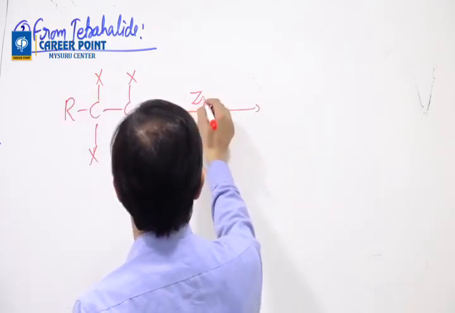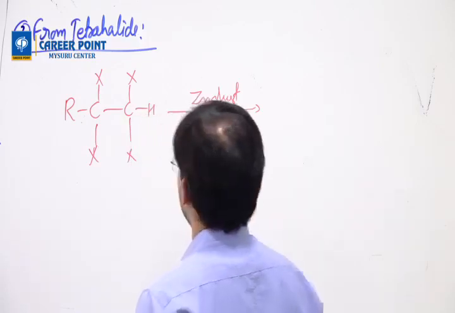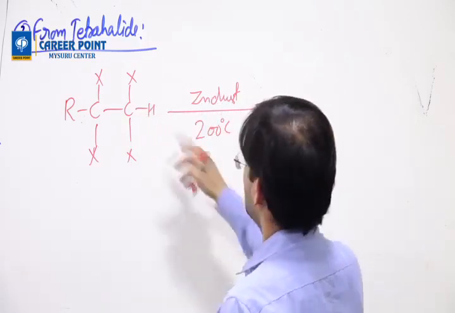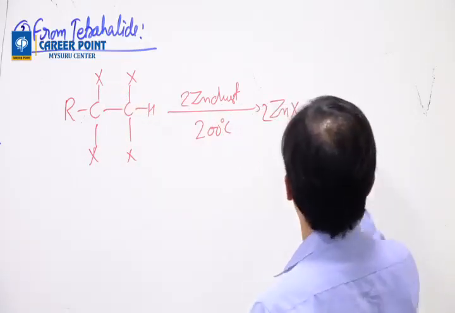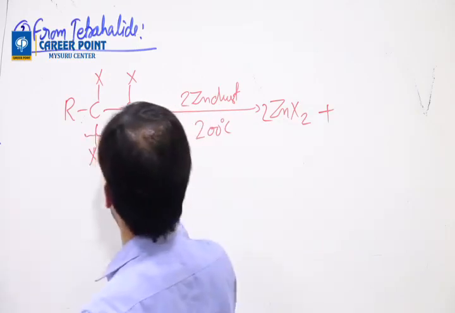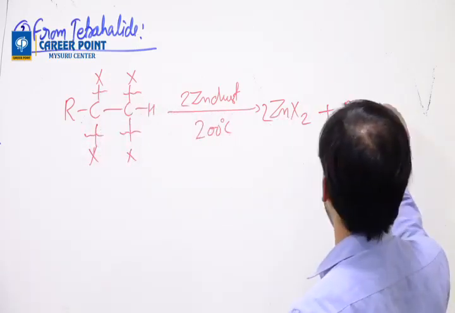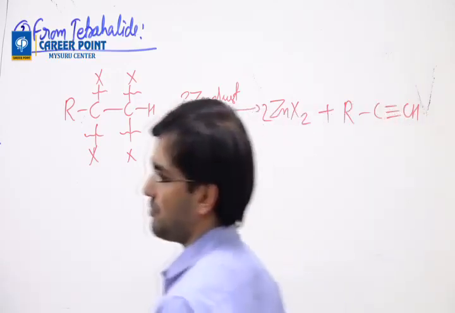This happens with zinc dust at a temperature of 200 degrees Celsius. Now what happens? One of the products is ZnX2. So 2 zinc you require. I'm going to cut from here, cut from there, cut from here, cut from there. So 2 valencies are created on each carbon, join them, and alkyne is formed.